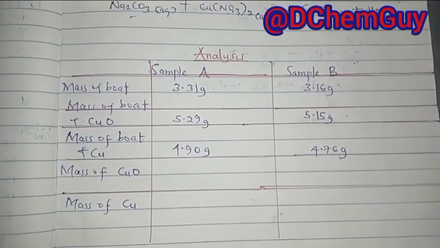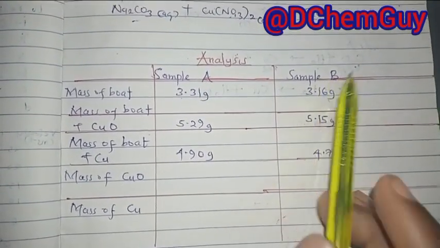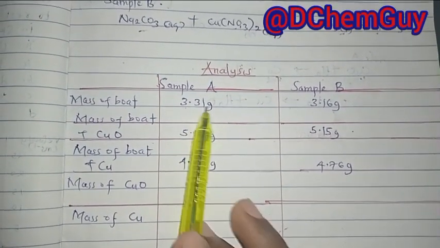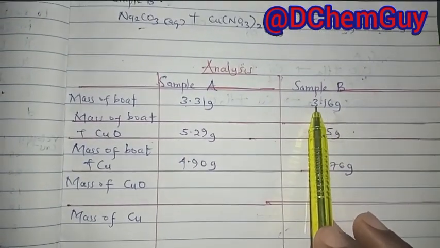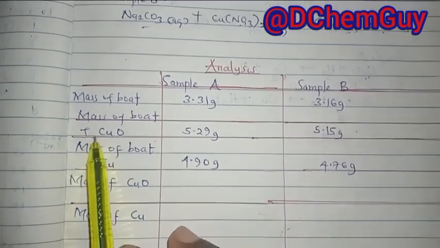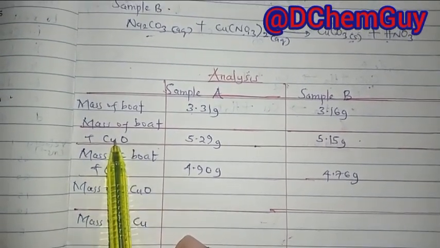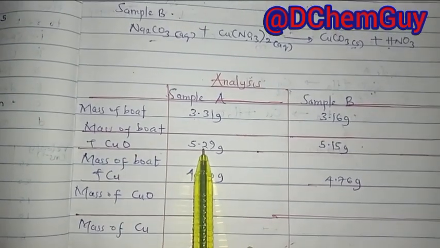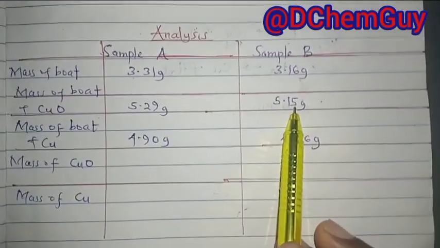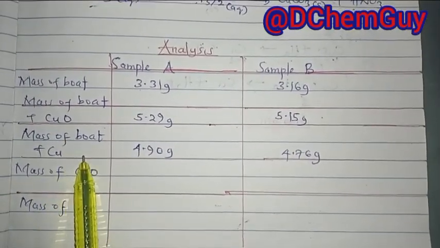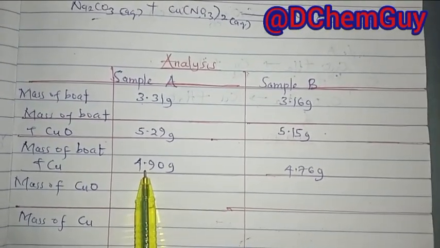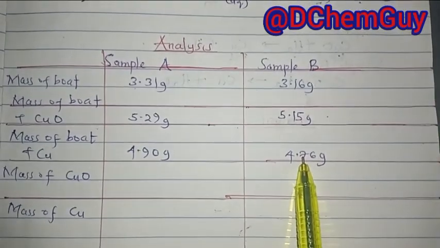All right. Now, this is sample A, this is sample B. Mass of boat for sample A is 3.31 gram, then mass of the boat for sample B before combustion is 3.16 gram. Now, mass of boat plus CuO, that's copper 2 oxide, for sample A is 5.29, while for sample B is 5.15. Now, mass of boat plus ordinary copper, that is when we are done with the reduction of copper 2 oxide, we obtain 4.90 gram. Then also this is 4.76 gram.